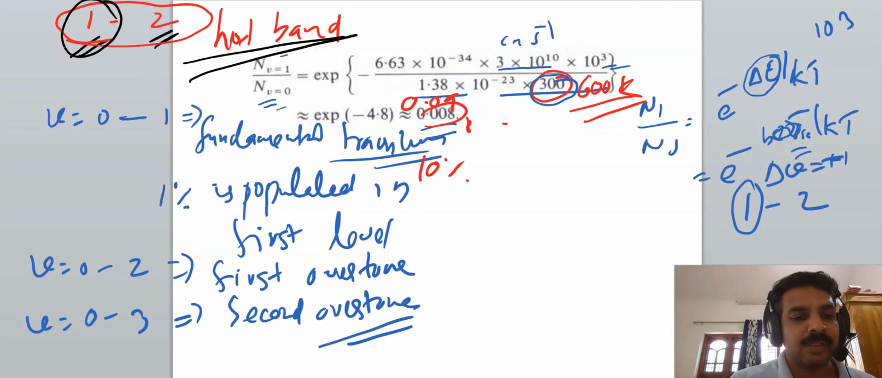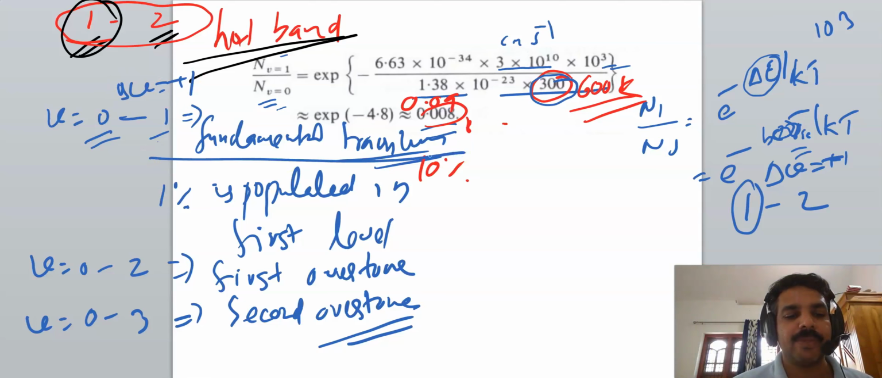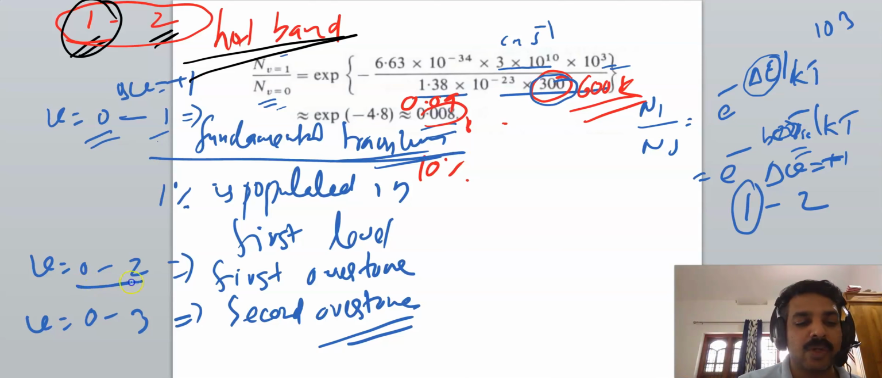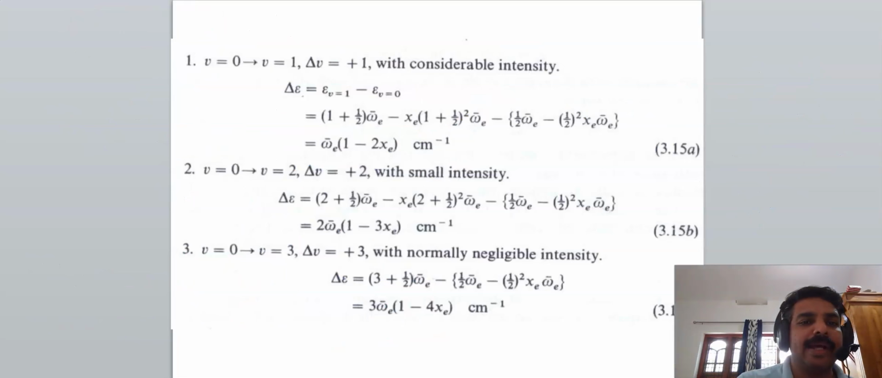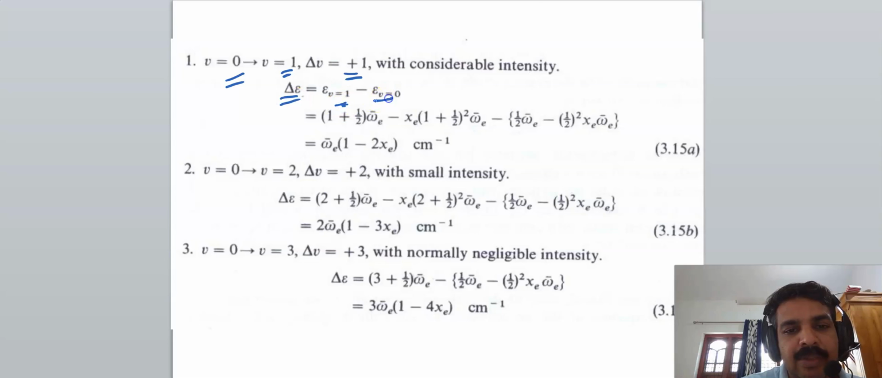So the main transition is from 0 to 1, delta V equal to plus 1 transition, and that's called the fundamental transition. And there is also a less intense transition from 0 to 2, called the first overtone, and from 0 to 3, called the second overtone, like that. Okay. And if you calculate the energy for the 0 to 1 transition, that is delta V equal to plus 1, we can calculate the energy delta E equal to E V equal to 1 minus E V equal to 0.